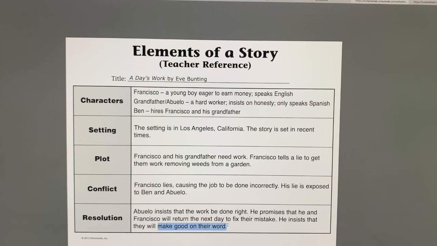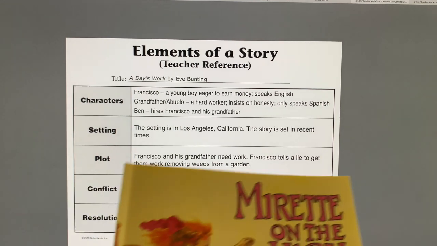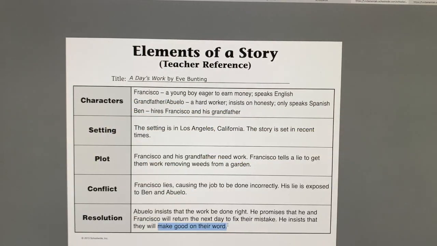So in this story, the theme or what you could learn from it is you need to always, one, be honest with people. Two, if someone is expecting you to do a job, you need to do it and do it to the best of your ability. And if you make mistakes, then you need to be willing to fix them. All right, so let's get started on Mirette on the High Wire.